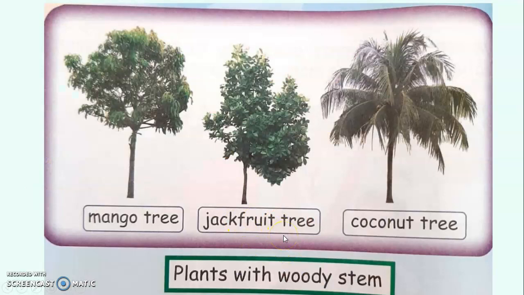How about the plants? We also can classify the plants according to their similarities and differences. Look at the example here. Plants with woody stem. Batang yang berkayu, batang yang keras. For example, mango tree. Look here, woody stem. Jackfruit tree. So here, batang keras, woody stem. Coconut tree. And here also.